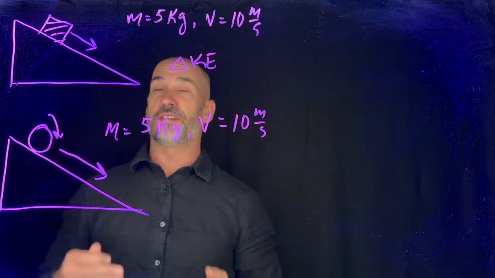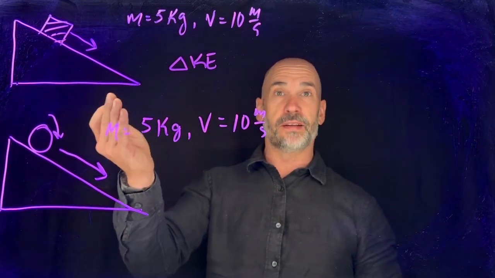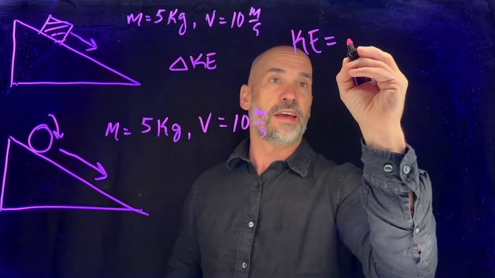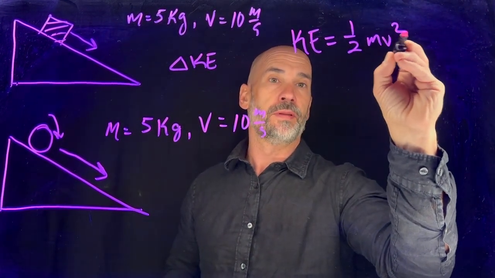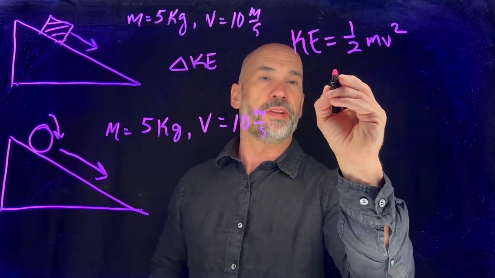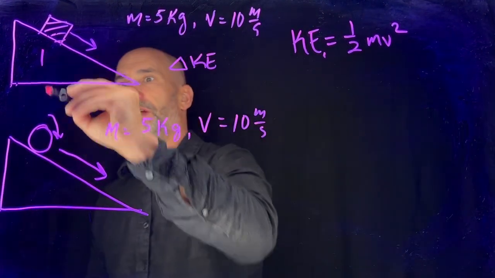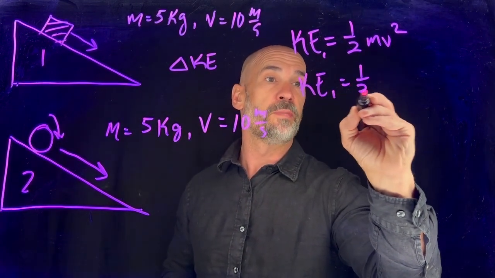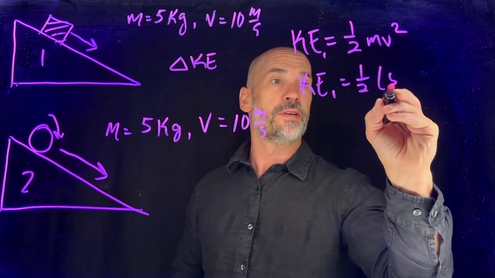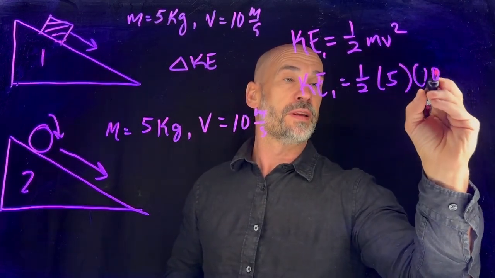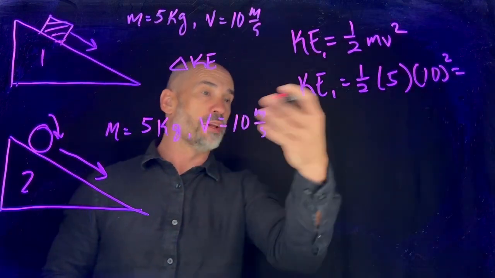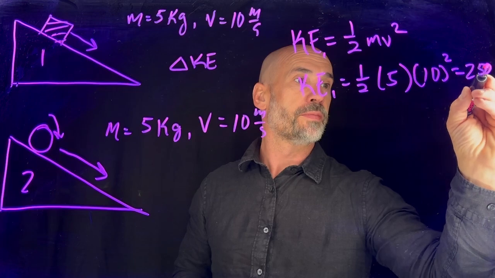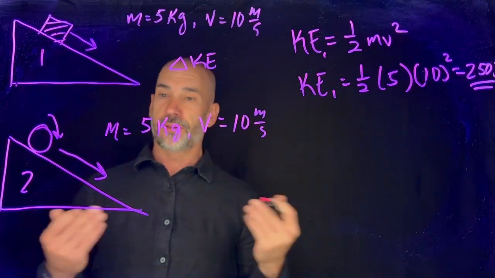Okay, let's start with the situation of just the block sliding down the inclined plane, right? We know that if you're just sliding, you're just translating, then kinetic energy is just 1/2 mv squared, right? So we'll call this KE1. This is 1, this is 2. Okay, so for KE1, we put 1/2 times the mass, which is 5, times the velocity, which is 10 squared. And when I multiply all that, I get 250 joules. Okay, all right.